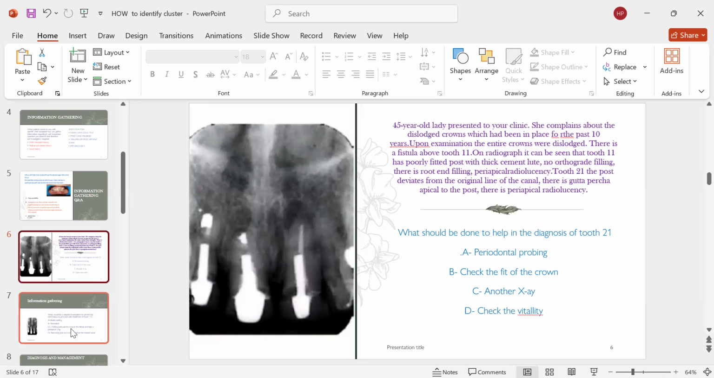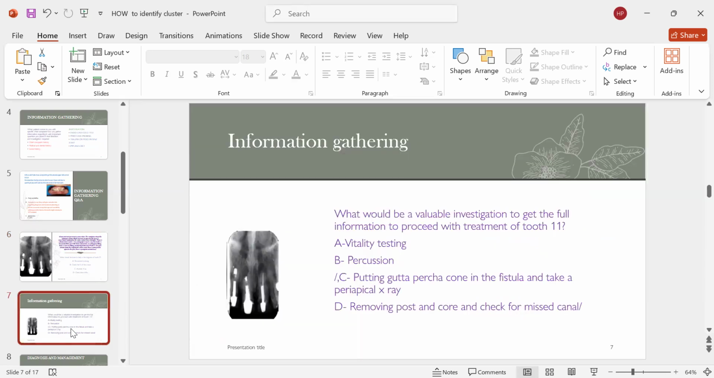You know it's a vertical root fracture. What is the next question given? What would be a valuable investigation to get the information to proceed with the treatment of tooth 11? Now you want to do the treatment of this particular tooth. Which particular investigation will you do? Is there any meaning of vitality testing in this scenario? No. What idea will you get from percussion for the treatment?